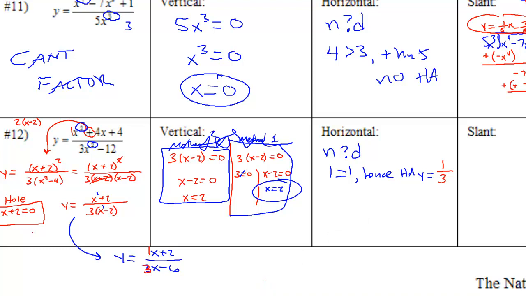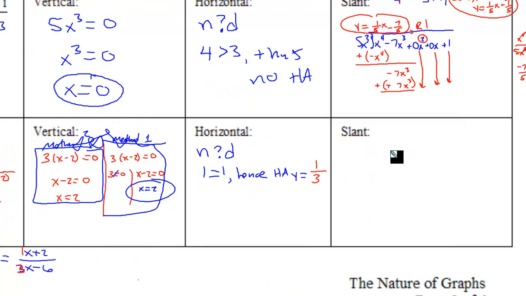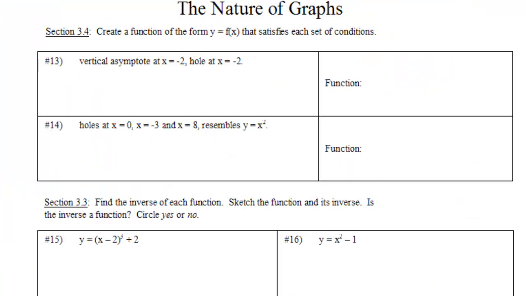If there's a horizontal, there's no slant. Let me just show you the work for the slant to prove that there isn't one. Is n exactly d plus 1? N is 1, d is 1. Does 1 plus 1 equal 1? No. Whence, no slant asymptote.